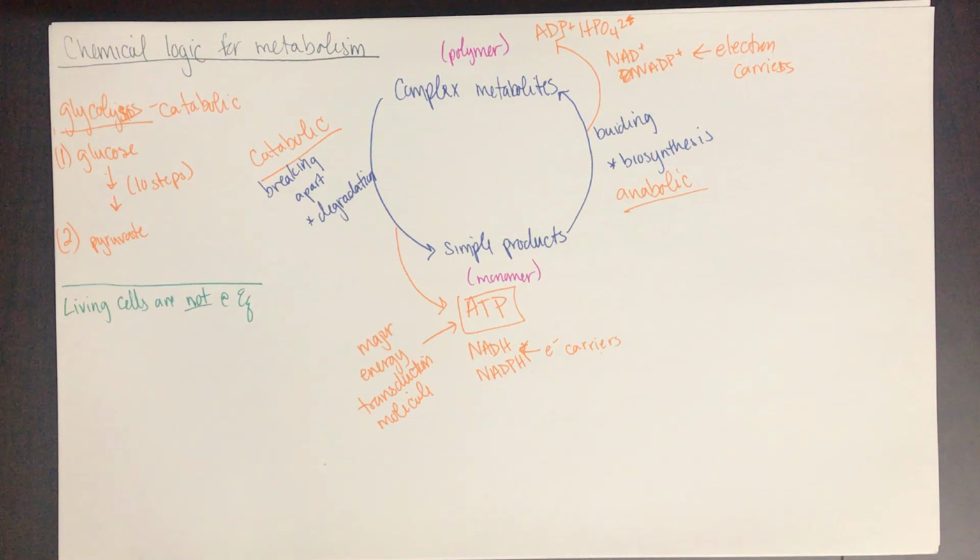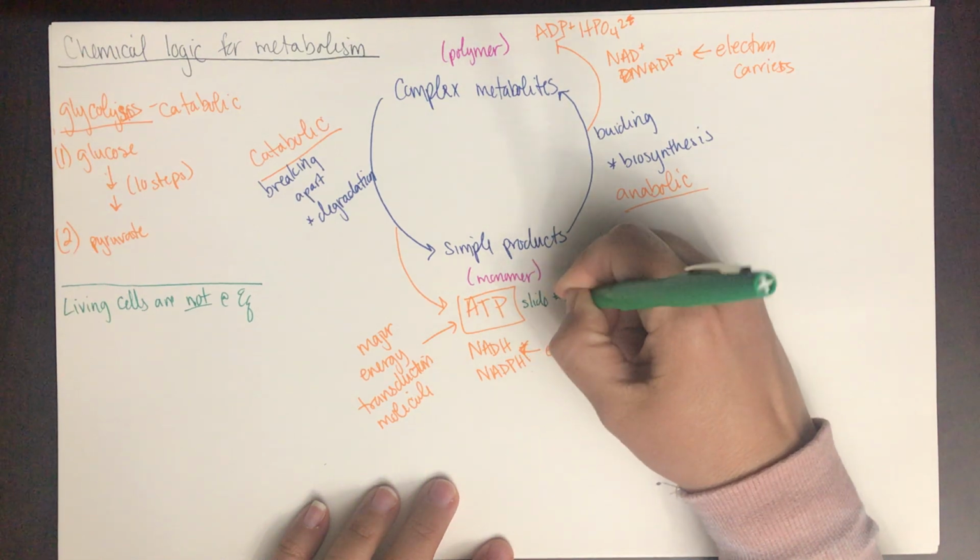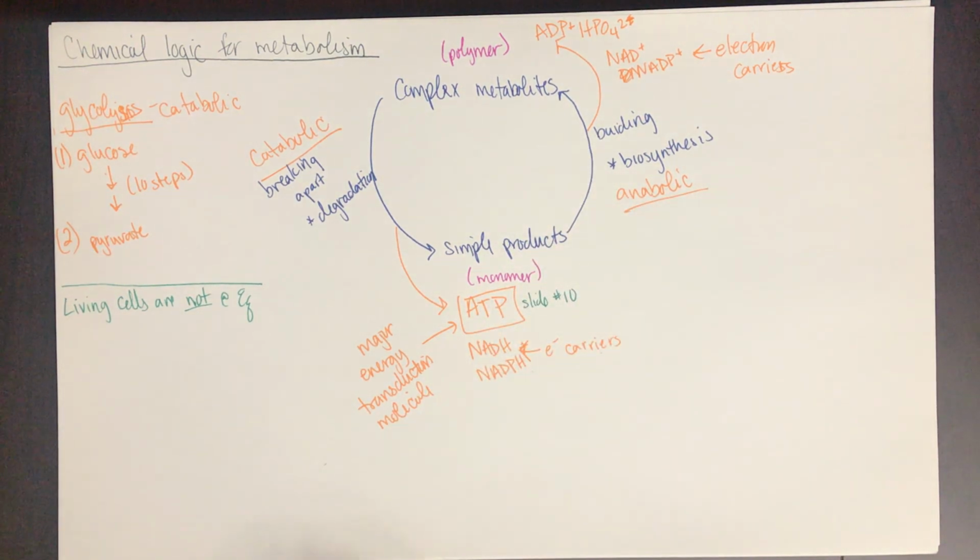There's a slide, slide number 10, which shows the structure of ATP. ATP is adenosine triphosphate, so it has 3 of these phosphate groups. The phosphate groups are connected to each other with a phosphoanhydride bond, and then there's a phosphoester bond between the first phosphate and the adenosine.